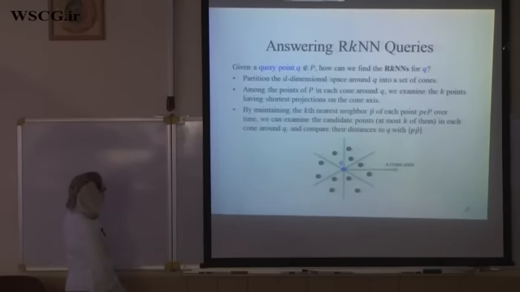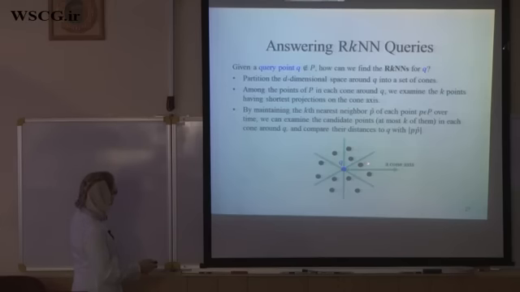So, okay, how do we answer reverse k nearest neighbor queries? We're given a query point, and we want to find the points such that Q is one of their nearest neighbors. So what we do is partition the space around Q into a set of cones.